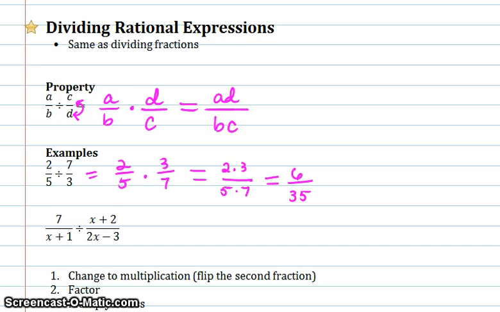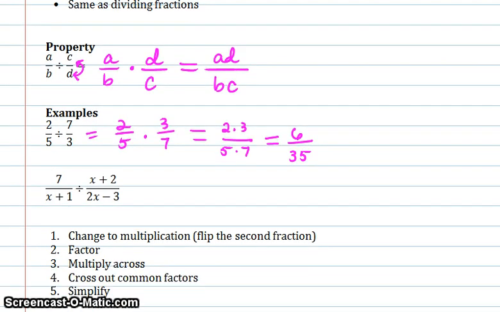Okay. It gets a little more complicated when we're dealing with rational expressions or polynomials here, but the rules stay the same. So we keep 7 over x plus 1, keep it as it is. Okay. Then we're going to multiply by this rational expression flipped, so that is 2x minus 3 over x plus 2. Notice each of these is already factored. Okay, so we cannot simplify these any further because they don't have any factors in common.